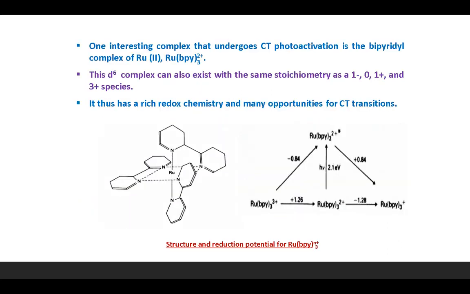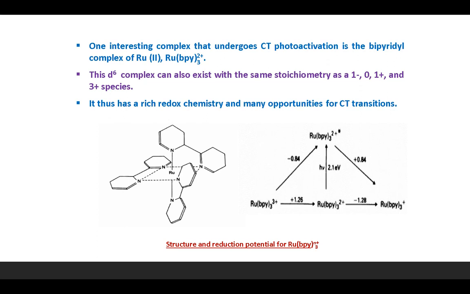One interesting complex that undergoes CT photoactivation is the bipyridyl complex of ruthenium 2, tris-bipyridine ruthenium 2+. This d6 complex can also exist with the same stoichiometry as 1-, 0, 1+, and 3+ species. It thus has a rich redox chemistry, and many opportunities for CT transitions. This figure shows the structure of the complex, and gives a modified Latimer diagram for the three principal ruthenium oxidation states. The bottom line is the sequence of conventional reduction potentials.